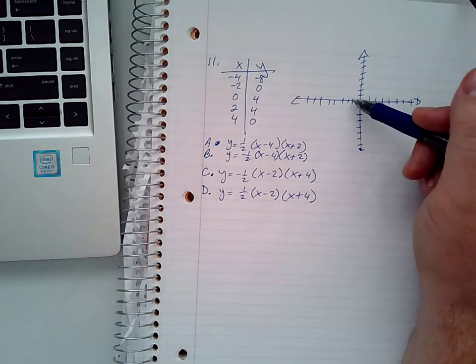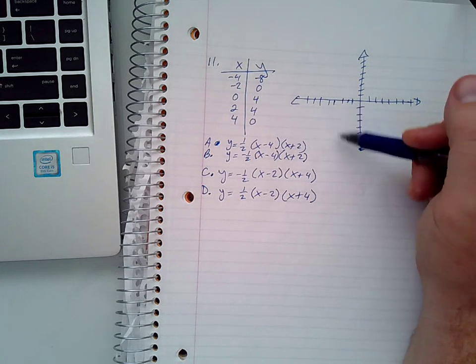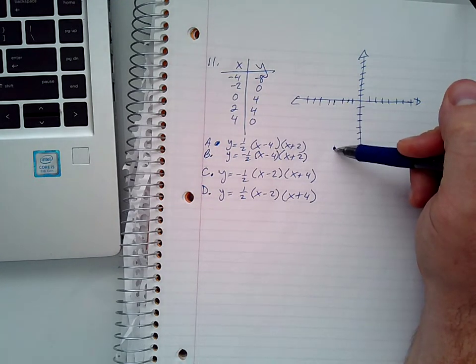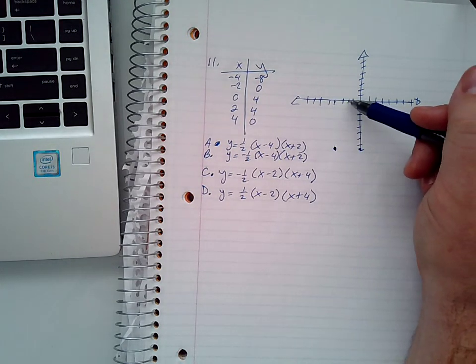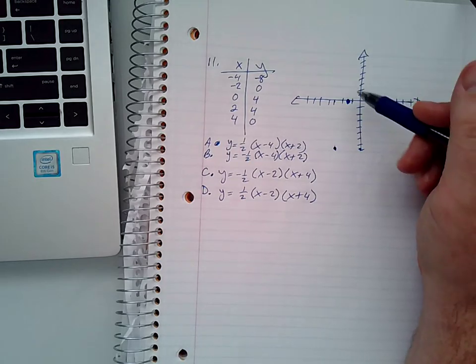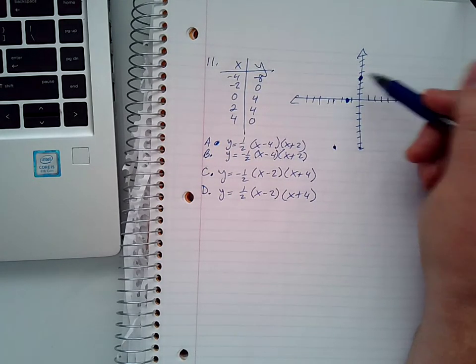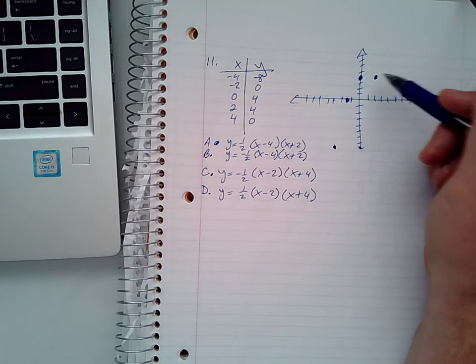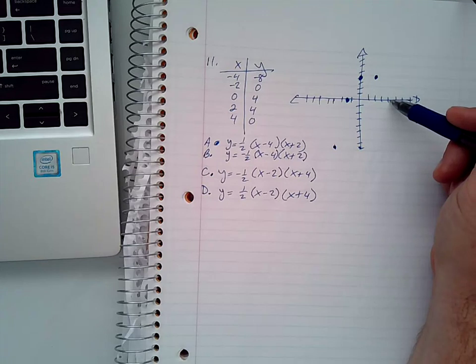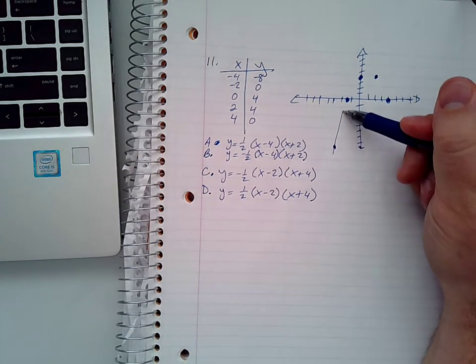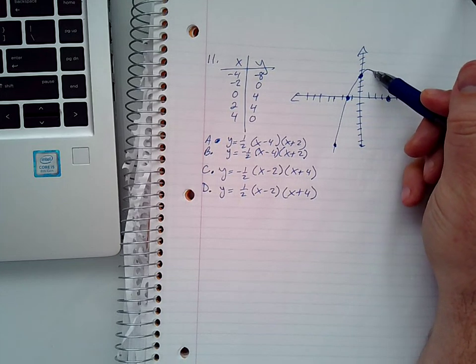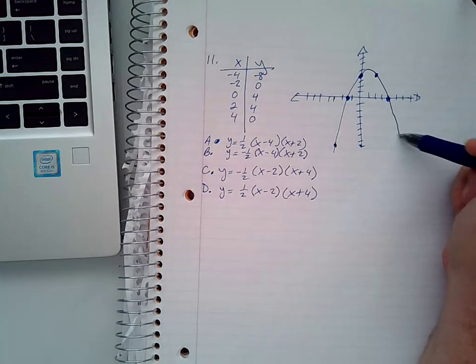So -4, -8. I drew -8. You don't have to. -2, 0, 0, 4, 2, 4, and then 4, 0. All right, so we know that it's going to be shaped something like that.